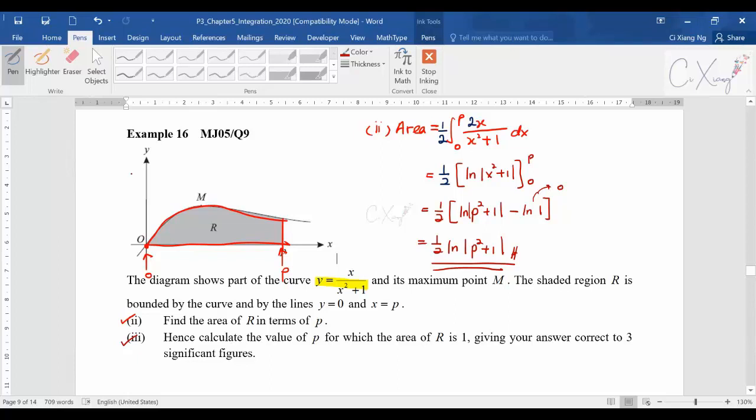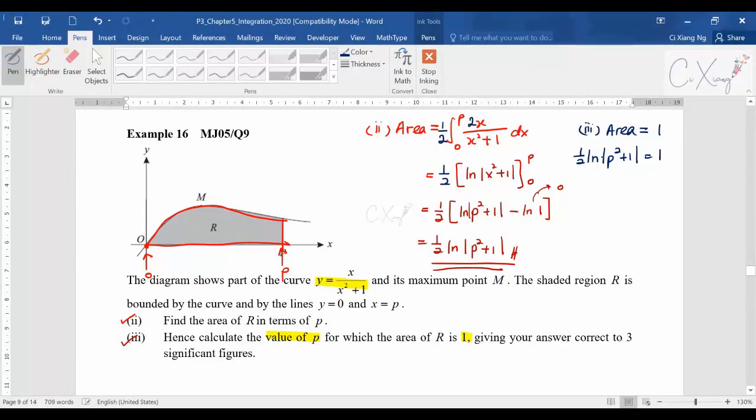Alright, how about for part number 3? So here now they want you to calculate the value of P when the area is 1. Okay, so this is quite simple. And they want you to give an answer to 3 significant figures. Alright, so now they tell you that the area is equal to 1, which means that you should have half ln of p squared plus 1 equals 1 as well.